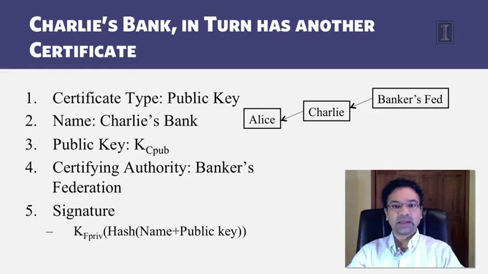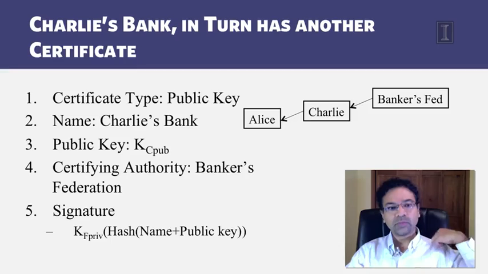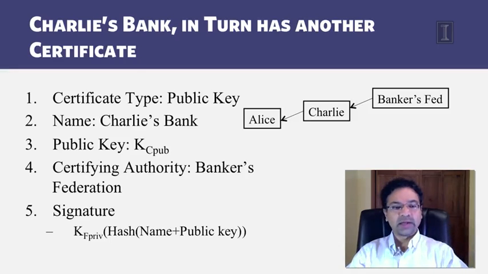So a certificate that says Charlie's public key is in fact Charlie's public key might be given by the Bankers Federation. So this would be a certificate shown here given to Charlie. Once again, here the name field says Charlie's bank, the public key has the actual public key in there, and the certifying authority is the Bankers Federation. So the Bankers Federation would then sign this message by using the name and the public key over here, along with the Bankers Federation's private key.